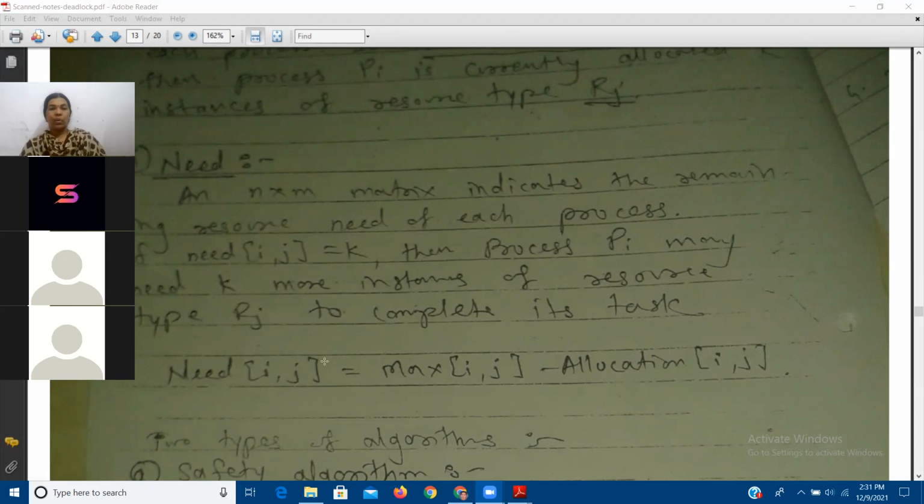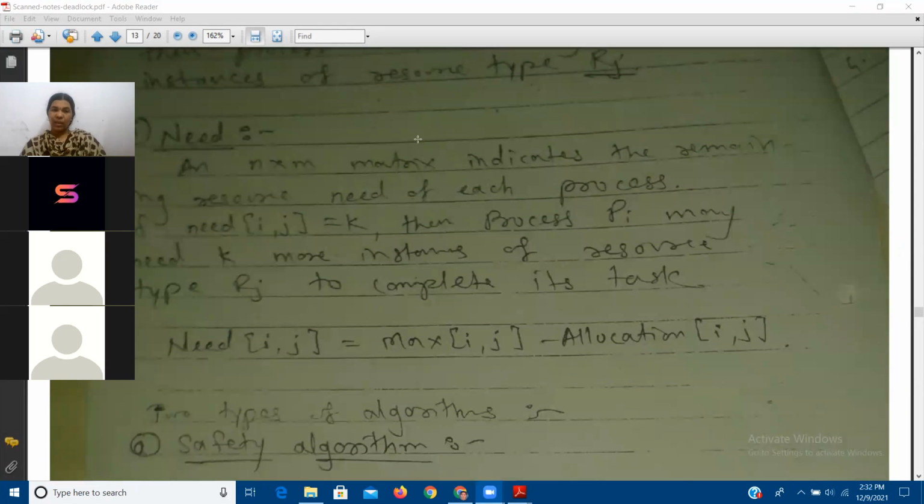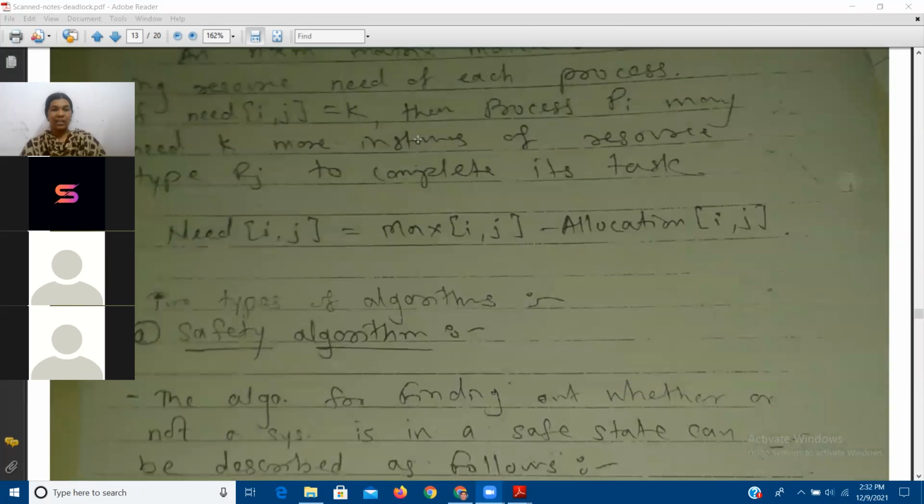So need is equal to max minus allocation, and need of i j is read like this: need of i j is equal to k. So k instances of resource type j are needed by process Pi to complete its execution. So this is about need. So these are the 4 data structures which we are using inside this algorithm.